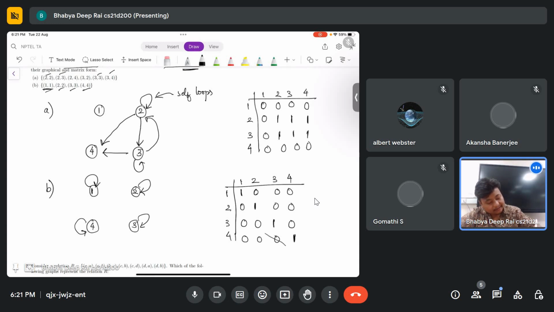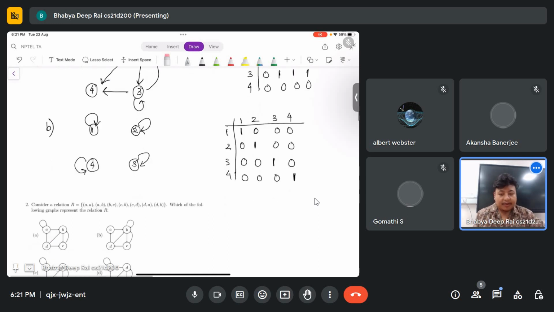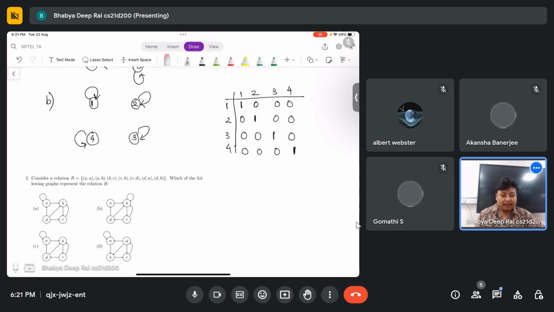So you see that the matrix is a diagonal matrix, and we also infer from here that the diagonal elements actually capture the self loops. When one element is related to itself, that is actually captured by the diagonal positions in the matrix. Okay, good. So I hope everything is fine.